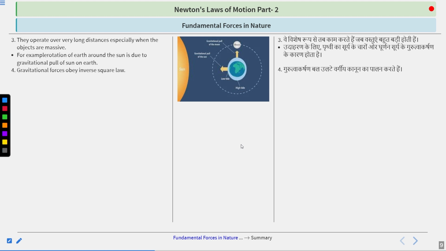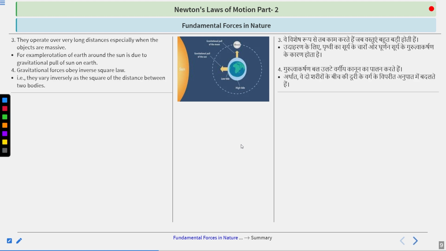Gravitational forces obey the inverse square law. Therefore, they vary inversely as the square of the distance between two bodies. If the square of the distance between the two bodies becomes higher, the gravitational force becomes lower. If the distance between the two bodies is lesser, the gravitational force will be higher. So it depends on the square of the distance between the two bodies, but inversely. The higher the distance, the lower the force. The lower the distance, the higher the force.